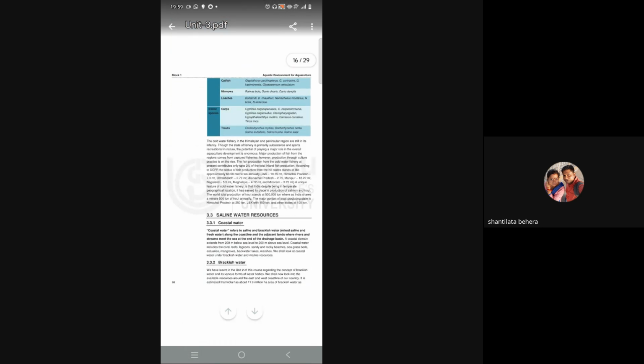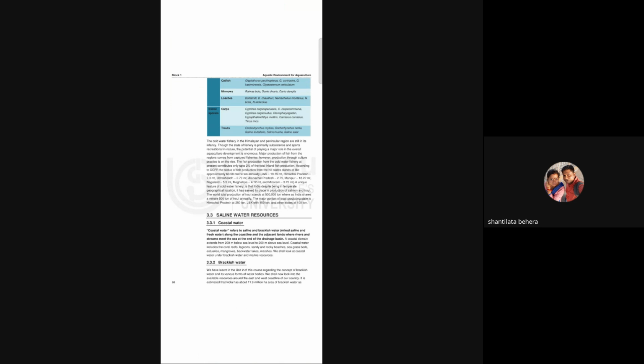Next is coming to the saline water resource. Saline water resource has a high salt content.